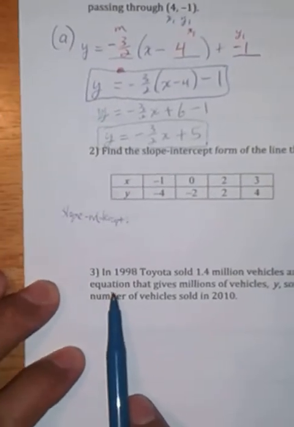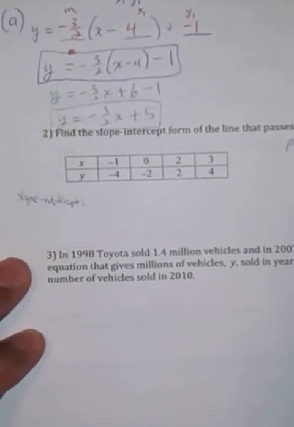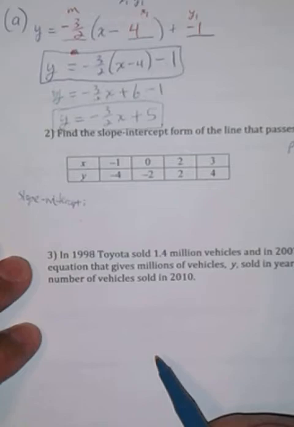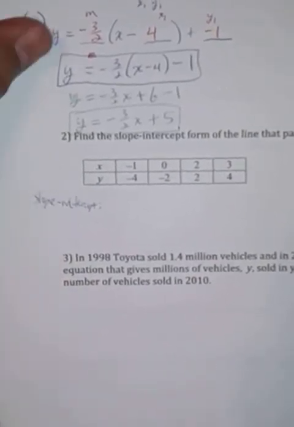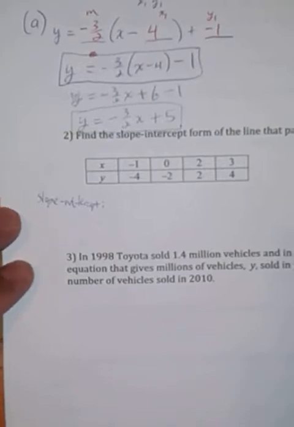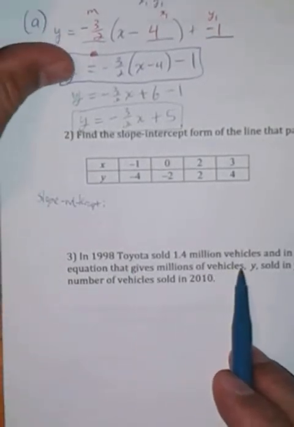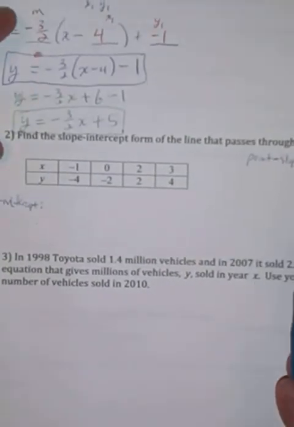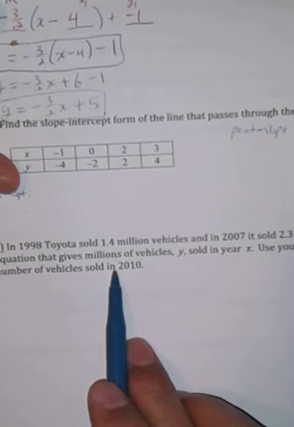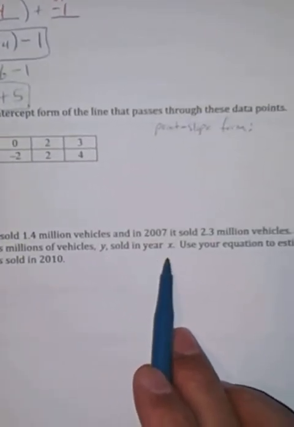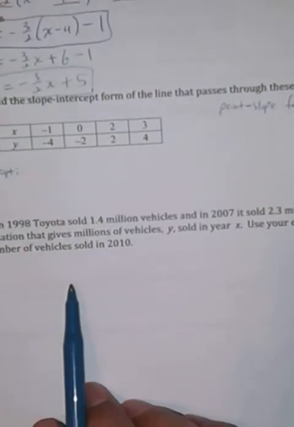All right, let's go on to number 3. Number 3, we'll also start it off and then just finish in class. I'm just going to start you off so that it's not something completely strange. It says in 1998, Toyota sold 1.4 million vehicles, and in 2007, it sold 2.3 million. Write a linear equation that gives millions of vehicles Y sold in year X. Use your equation to estimate the number of vehicles sold in 2010.